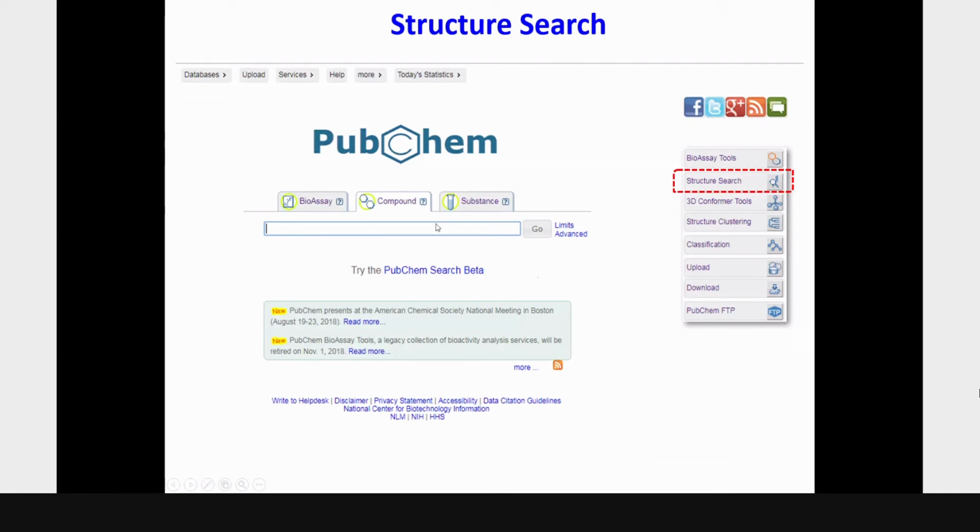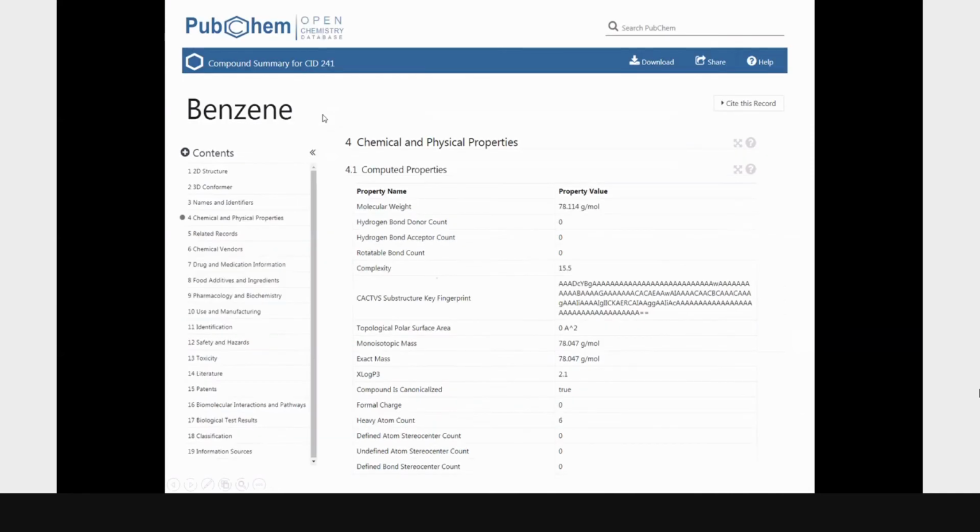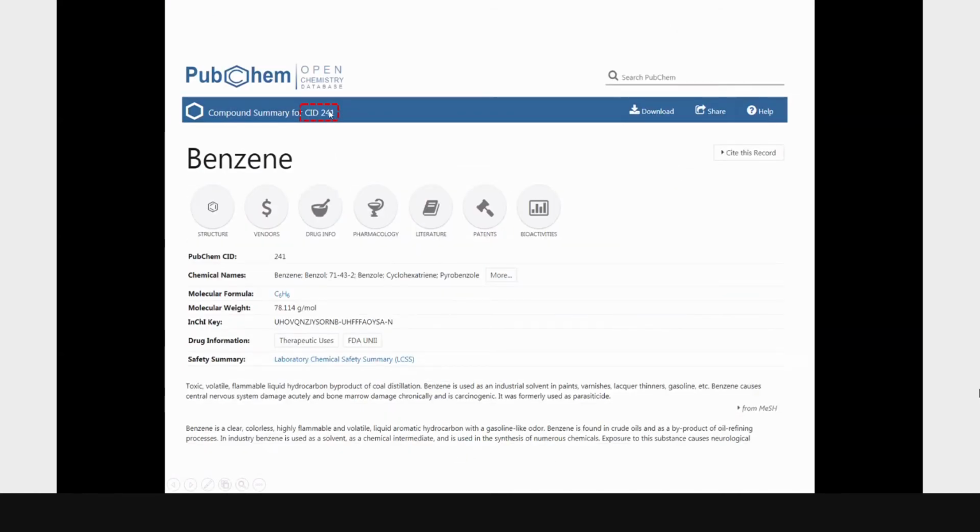In the earlier version, you could simply do the structure search. You could type something and get the details. For example, if I type benzene, I will get all the details of it. Or if I know the PID number, that also gives me all the chemical and physical properties. If I enter a number like 241, there is programming inside that maps the number 241 exactly to benzene.